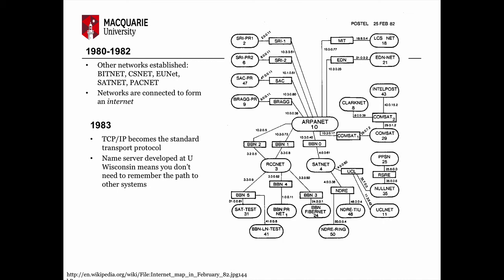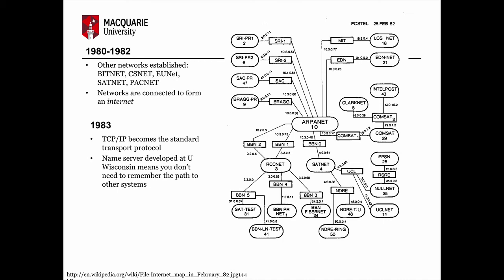By 1982, or the 80s to 82, we're starting to see other networks being established. And so we see things like BitNet, CSNet, EUNet, so in the European Union, in Europe, in South America, in Canada, and so on. These other networks start to be established using the same basic ideas as ARPANET, some of the same technology as ARPANET, but separate networks that were not interconnected.